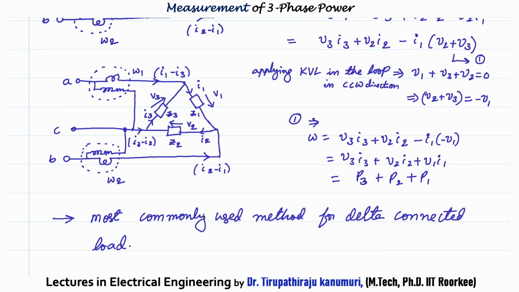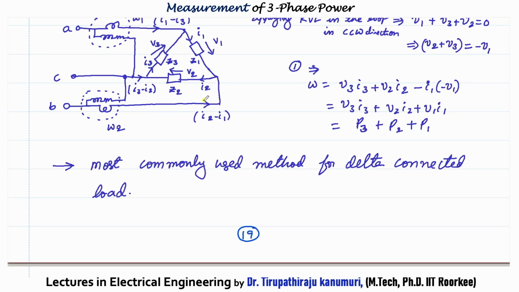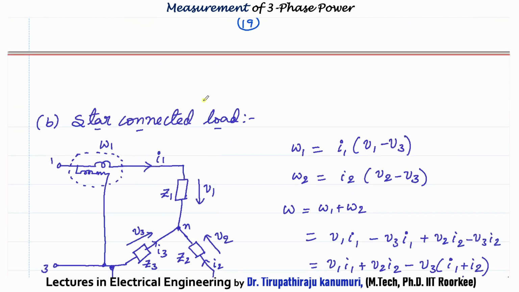So we can tell that by using 2 wattmeters itself, we can measure the 3-phase power of the delta connected load. And you can see it is measuring the individual phase values. That means even if the load is unbalanced, it will measure the proper power in this case. So this is the most commonly used method for delta connected load.